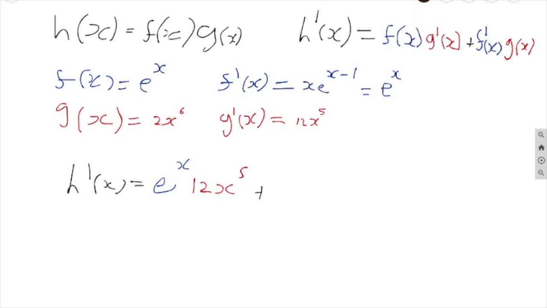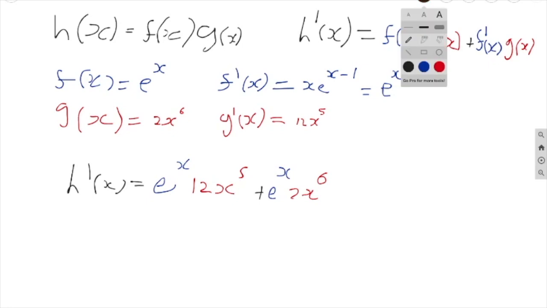And then we'll add the other half, which is to say we start with our f prime of x, which as we found out before is just e to the x as well. So even though it's a different term, f and f prime, they still both equal e to the x. So that's fine. And then we'll multiply by our g of x, which was back here at the start, 2x to the 6th power. And there we are, we're done.